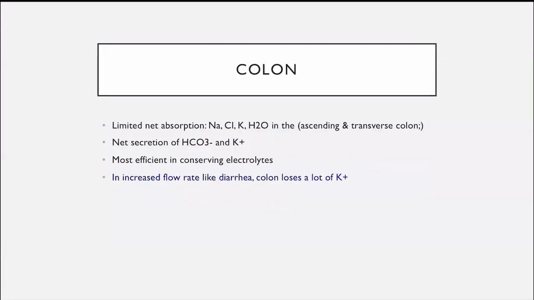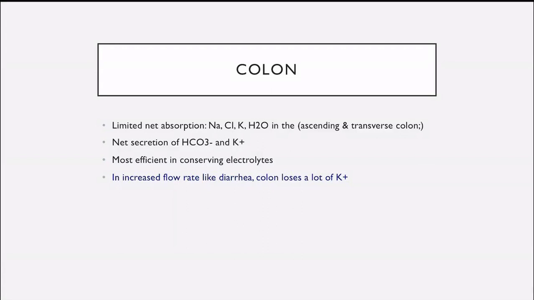Then we have the colon, or the large intestine. Here you have limited net absorption of the electrolytes, sodium, chloride, potassium, and water in the ascending and transverse colon. Then you have net secretion of hydrogen carbonate and potassium. And the colon is the most efficient in conserving electrolytes. And we just talked about the aldosterone thingy.